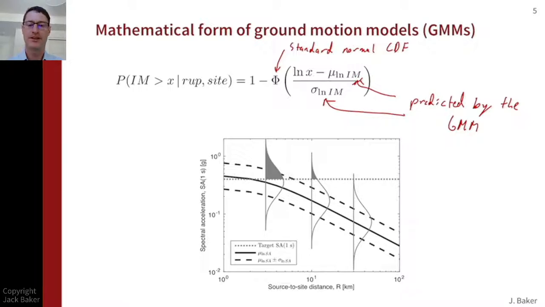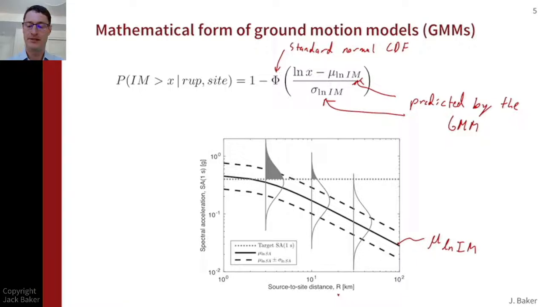Okay, so this is all illustrated graphically down below. And these are some plots of model predictions as a function of the source to site distance, which is one of the rupture conditions, or rupture variables. So the solid black line is giving us the mean of the log of IM from the ground motion model. So it's predicting smaller mean amplitudes as we increase in distance. A couple notes here, I guess. The vertical axis is now spectral acceleration at 1 second, just to take an illustrative metric.